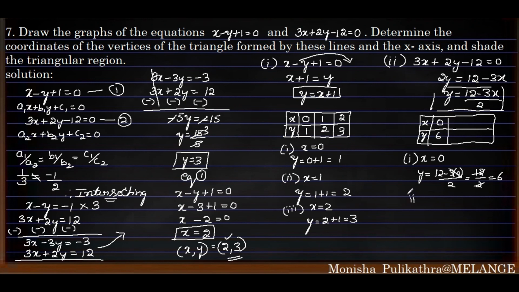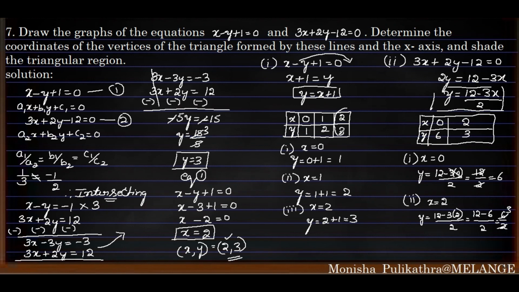Okay. So next I will be taking x is equal to 1. 3 ones are 3, so 12 minus 3 will be 9. So 9 is not divisible by 2, so we can't take 1 here. I will be taking x is equal to 2. Okay. So y is equal to (12 minus 3 into 2) divided by 2. So 12 minus 3 twos are 6, that is 6 divided by 2. 2 threes are 6. So when x is equal to 2, y will be 3.